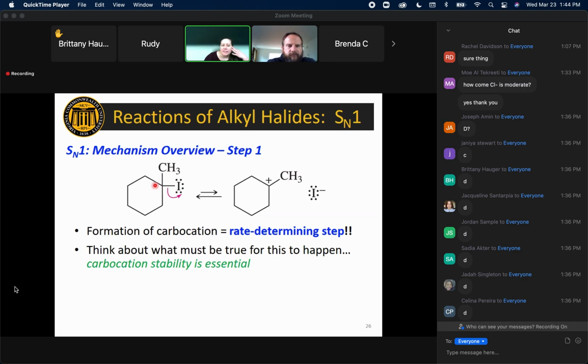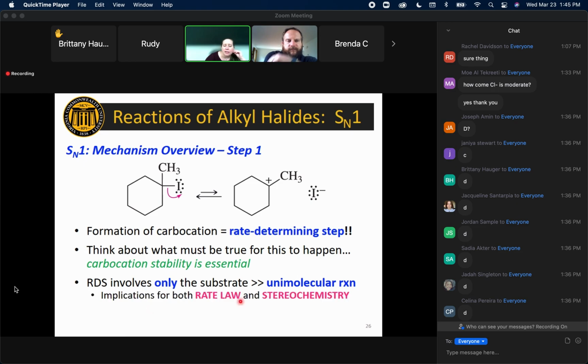Just think for a second, if this had been a chiral center and this bond was broken and then this iodide came back and reformed that center, would you regain the same chirality? No, you wouldn't, because this carbocation is planar. So after you've broken this bond, that iodide could add from either side, and that chiral center would be racemized. Okay, because this rate determining step, which is this first step of the mechanism, involves only the substrate, that's what makes this a unimolecular reaction. And we've seen that played out in both the rate law and the stereochemistry, meaning the scrambling of stereochemistry that we've seen.